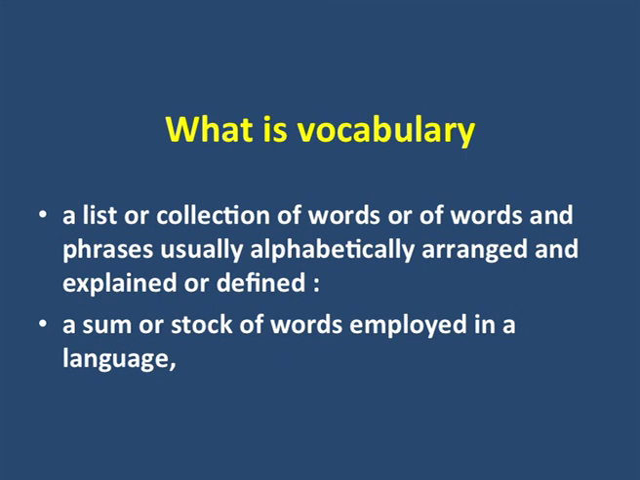See, vocabulary means a total collection of all the words and phrases that are there in a dictionary. How are words arranged in a dictionary? The words are arranged in an alphabetical manner. Then apart from this, what is vocabulary?